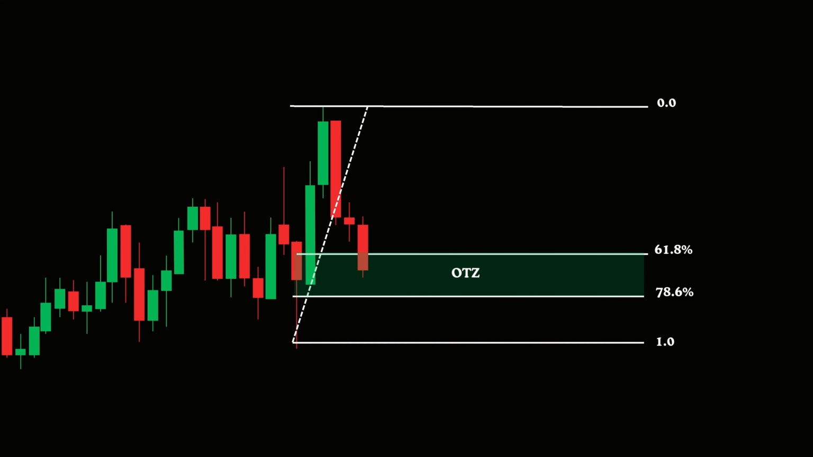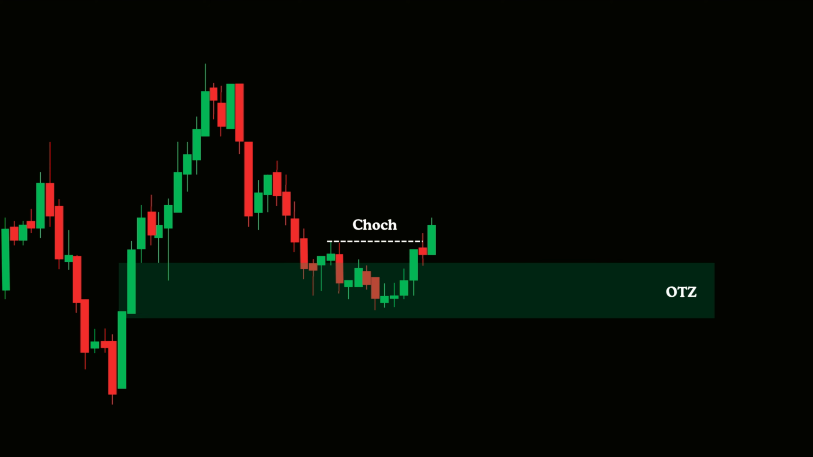We watch closely for a change of character, a signal that the lower timeframe downtrend is losing momentum and the bulls are taking control again. When this happens, it gives us a valid entry trigger, allowing us to take a long position in alignment with the higher timeframe trend. By combining the optimal trade entry model with confirmation from the lower timeframe, we increase our confidence in the trade while managing risk more effectively.